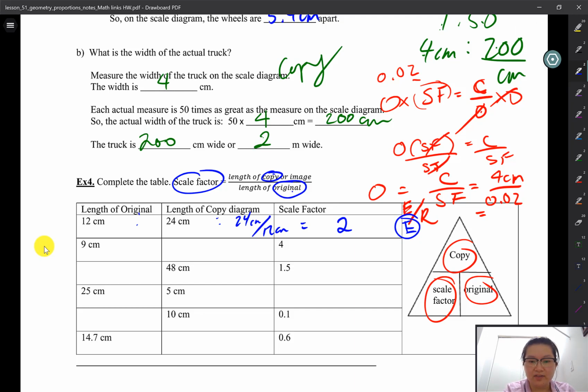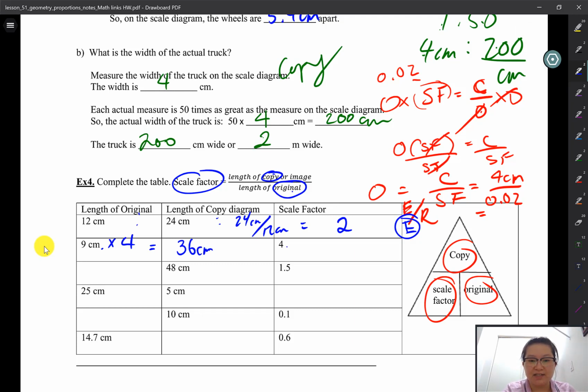Here, the next one, I have a scale factor of 4, meaning my copy is going to be 4 times greater than my original. So I take this and I multiply this by 4. This is going to give me 36 centimeters. Notice the units must match.